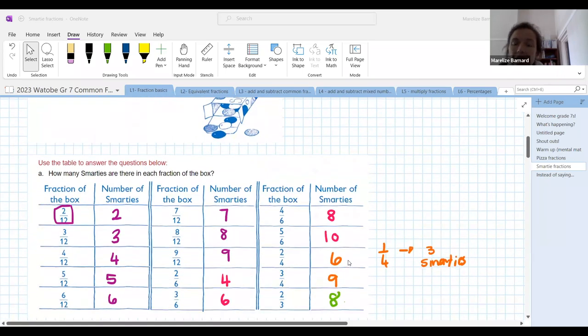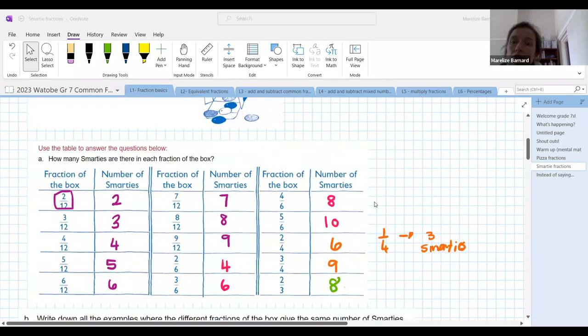So that's a quarter. So 2 quarters, if 1 quarter is 3 Smarties, then 2 quarters, how many will that be? 6. That's 6, yeah. So then 3 quarters, if 2 quarters is 6, and now I'm looking at 3 quarters, how many will that be? 9. That's 9, yeah. Okay. Right, I'm going to go to Ayanda.